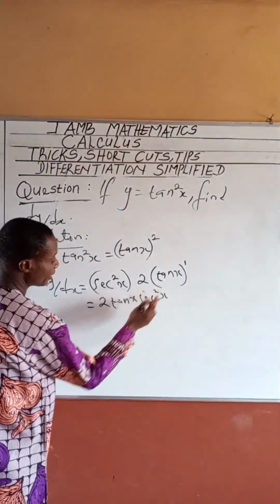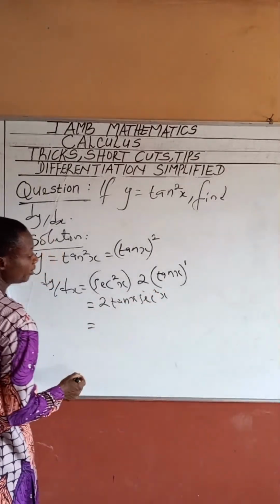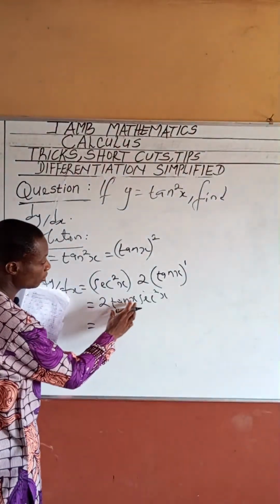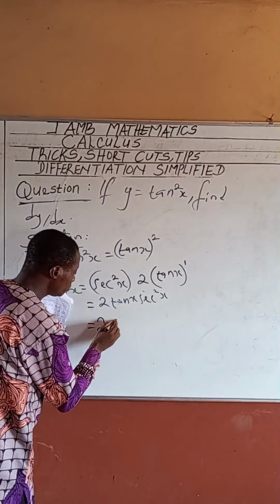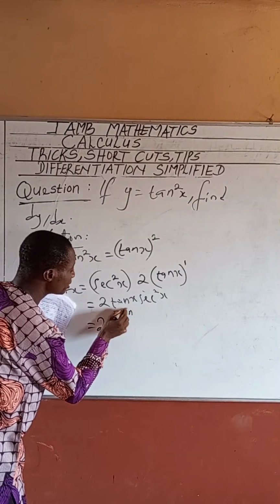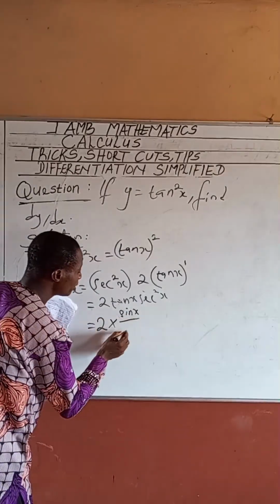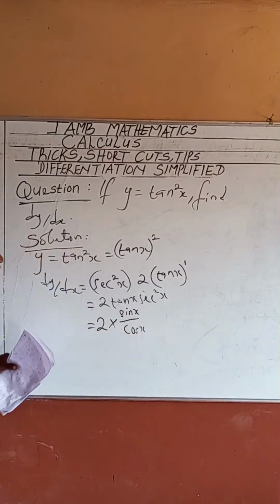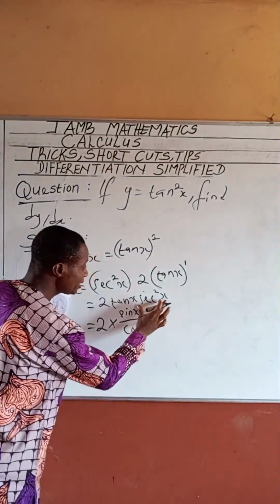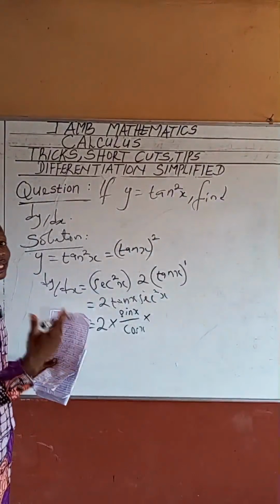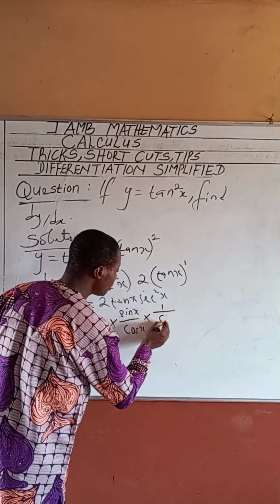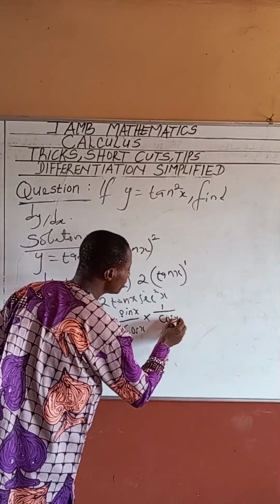This sec x in square. So remember that sec x is 1 over cos x. So this will be 2 times tan x, which is sin x over cos x. That's what it is. Tan x is sin x over cos x. Then times sec x, which is 1 over cos x. Listen, this one is correct.